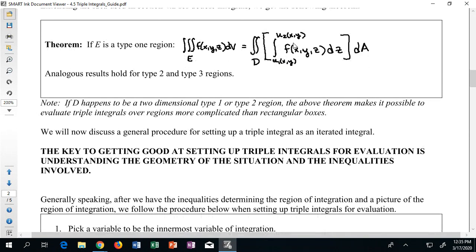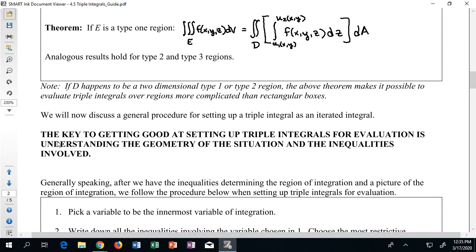Okay. So what we're going to try to do here is think about a general strategy that we could come up with for setting up these triple integrals. Now, the strategy in the box below has listed out a couple things. And very honestly, I'm not even going to read through it because the bolded all caps text is the number one thing we should be aware of. As it states here, the key to getting good at setting up triple integrals for evaluation is understanding the geometry of the situation and the inequalities that are involved.